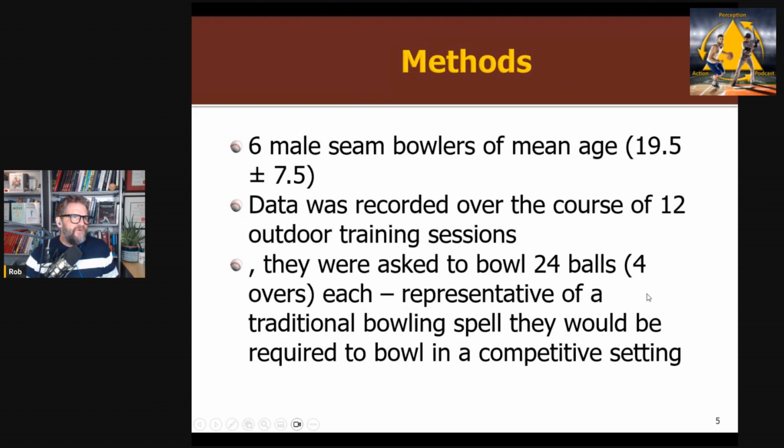Okay. So what they did was look at 6 bowlers, mean age 20. They recorded over 12 sessions. They were asked to bowl 24 balls. One limitation of this study is that it's a within-subjects design with no control group, right? So they're comparing when there wasn't the constraints versus when there were, for the same group of people. So you could complain there are practice effects, placebo effects, etc. But just to point that out.